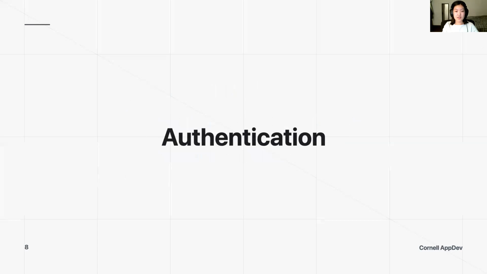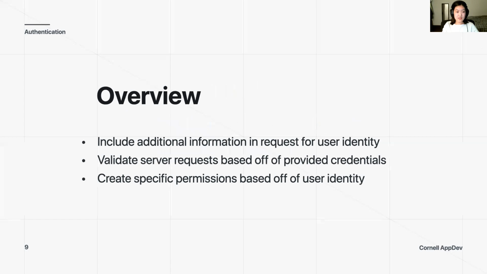So let's dive right into authentication. We need to include some additional information in our request for user identity. And we will validate server requests based off of the provided credentials in your request. And we also want to create some specific permissions based off of your user identity. So depending on who you are, maybe you're a member, you're an admin, whatever, you can do some things, but maybe not others. You can view your friends' posts, but maybe not your friends' friends' posts or something like that.